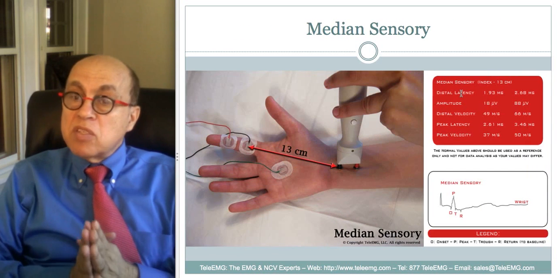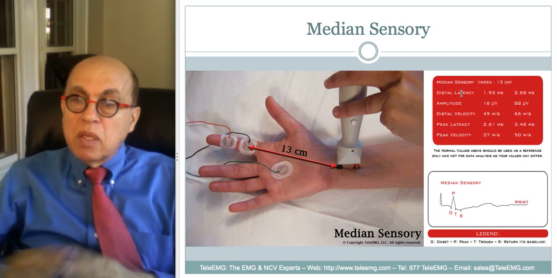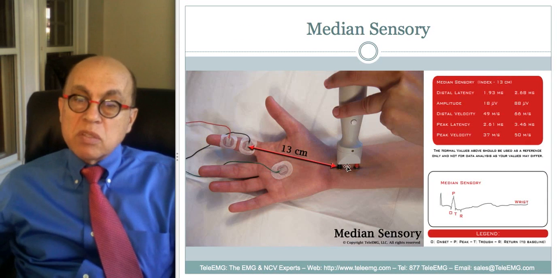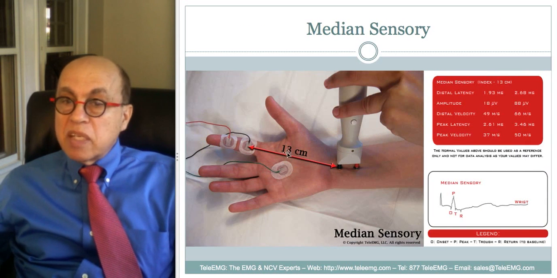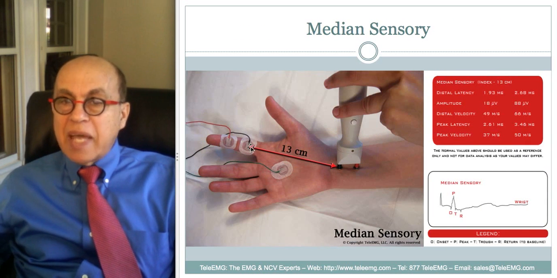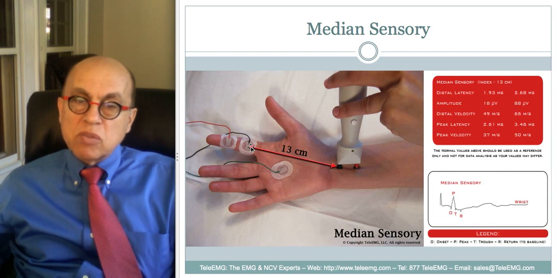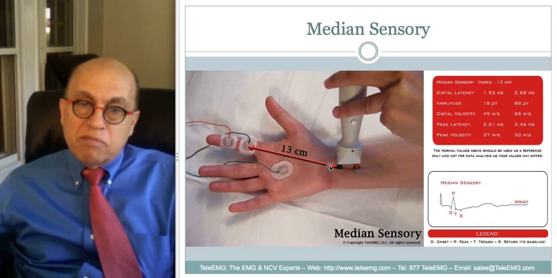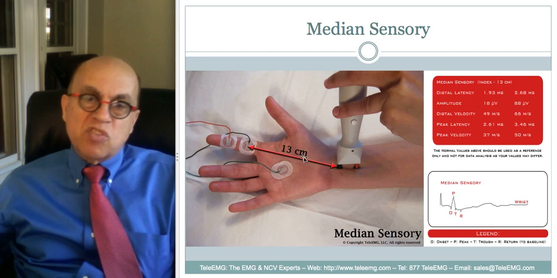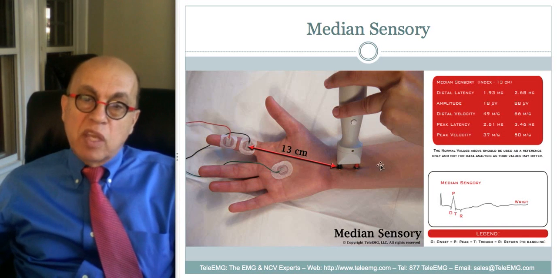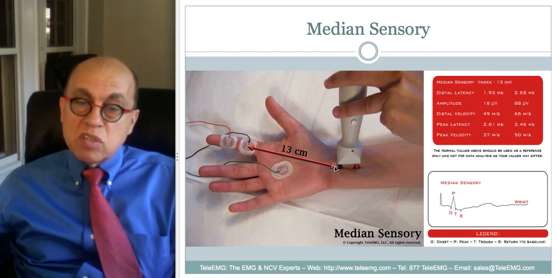Now, here's the median sensory response. We stimulate the median nerve at the wrist. We stimulate it at 13 centimeters from the black active recording surface electrode. Why is that? Because we have found normal values for this distance. You could do it at 15 or 16 or at 11. If you have good normal values for this distance, that's fine.